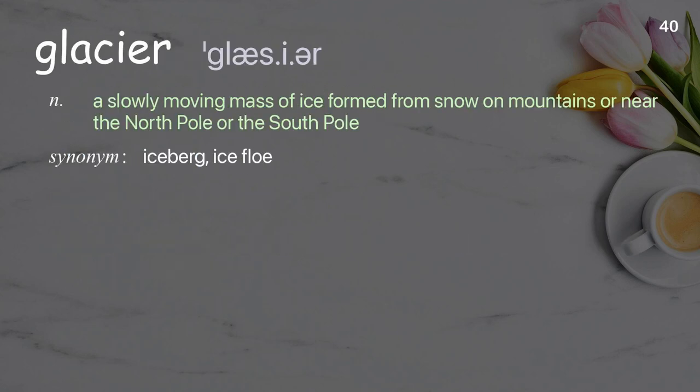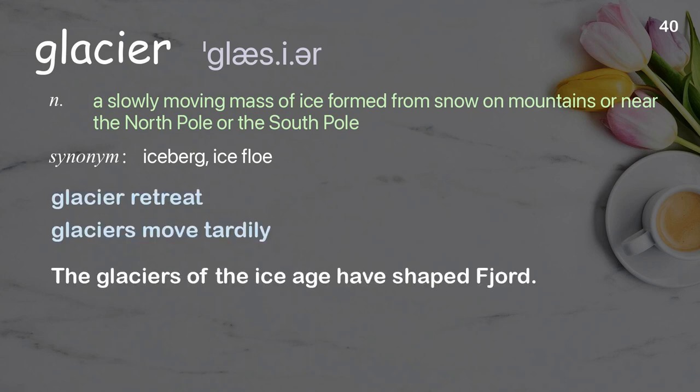Glacier. A slowly moving mass of ice formed from snow on mountains or near the North Pole or the South Pole. Examples: glacier retreat. Glaciers move tardily. The glaciers of the Ice Age have shaped fjords.